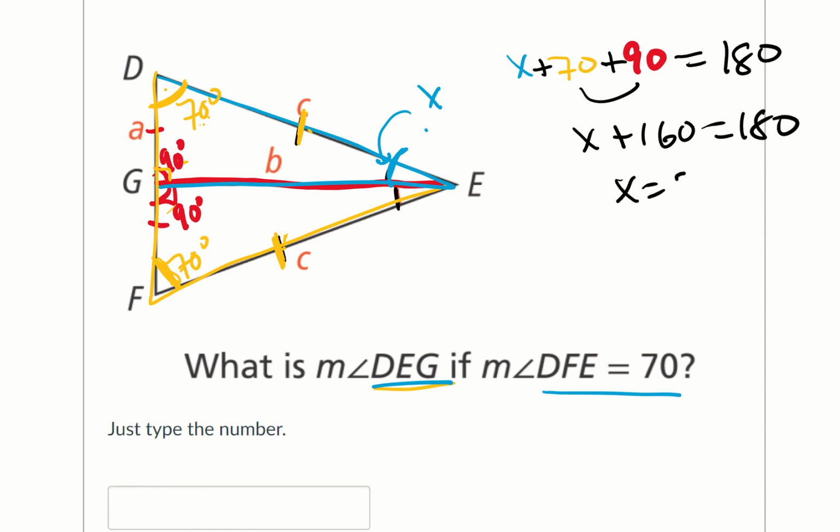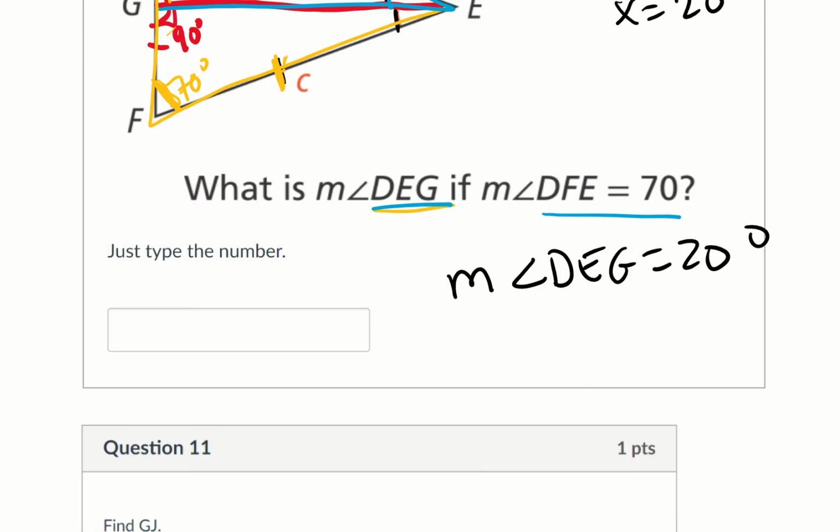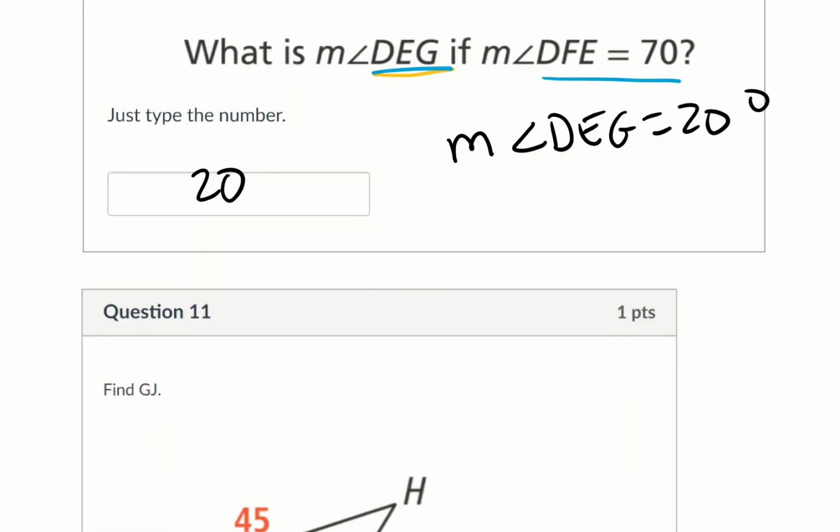And so x has to be 20. 20 plus 160 is 180. So this unknown is 20. So the measure of angle DEG is 20 degrees. And so you just type in the number.